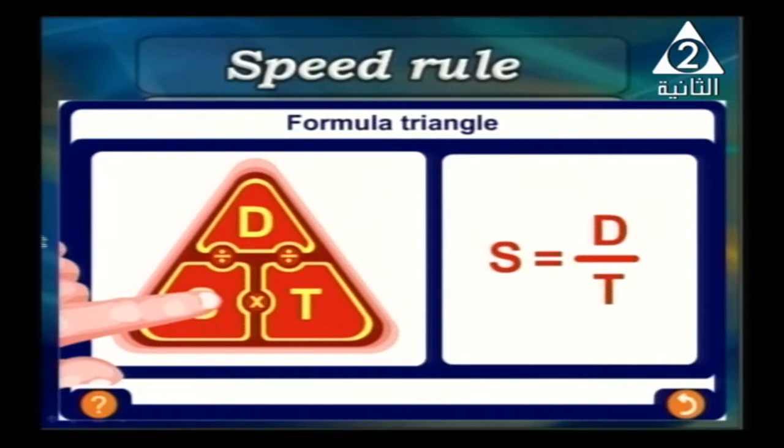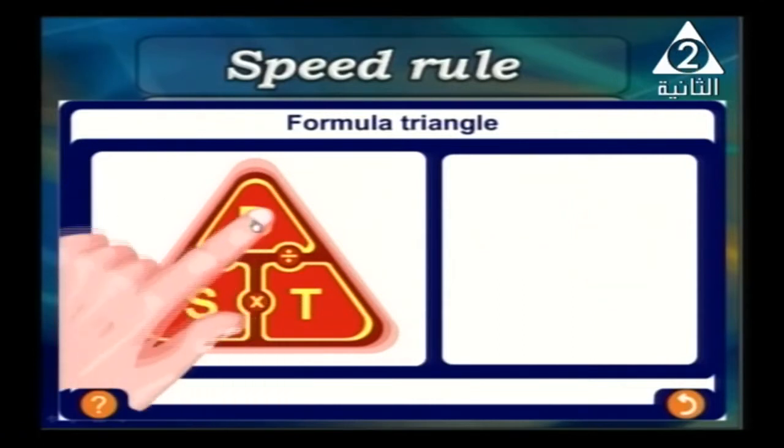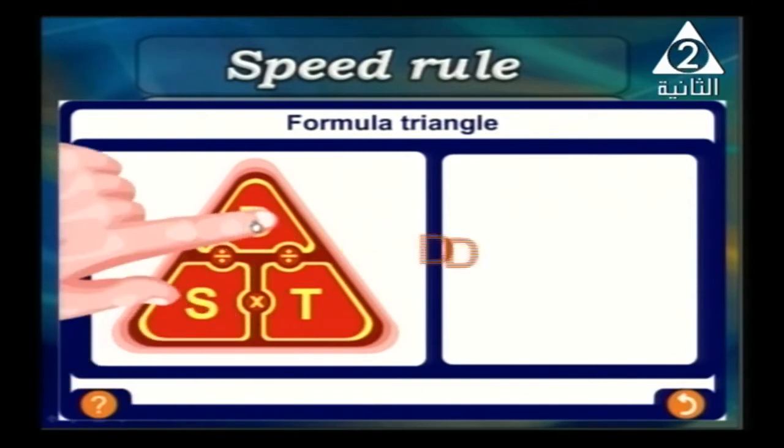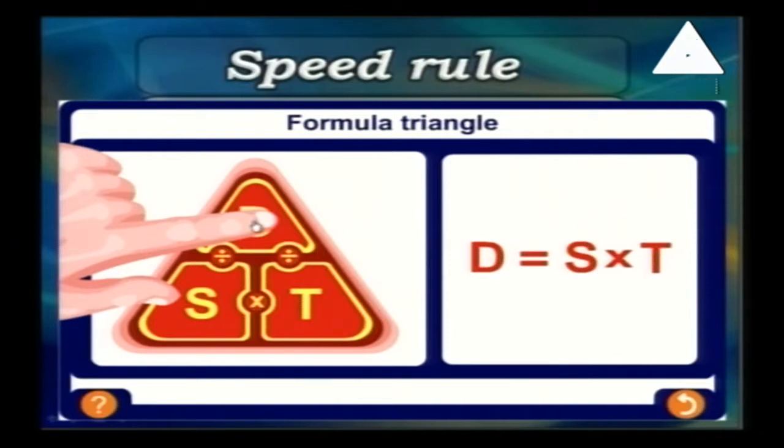If I need to calculate d, I cover d. So it means what? S times t. It means speed times time. So the distance equals speed times time. Why? Because I cover d, I need to calculate distance. Distance is measured in meters, and we have d equals s times t.